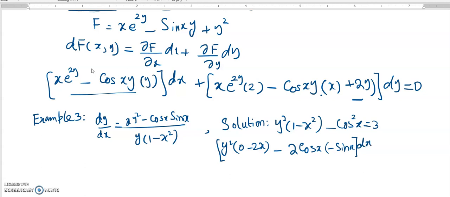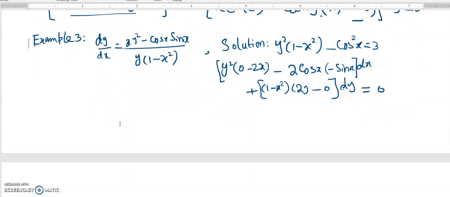For the second term we will take the derivative with respect to y. So it will be plus 1 minus x^2 into 2y, and minus cos^2 x, because this is a function in x, that will be 0. So this will be dy, and then the derivative of 3, which is a constant, is equal to 0.